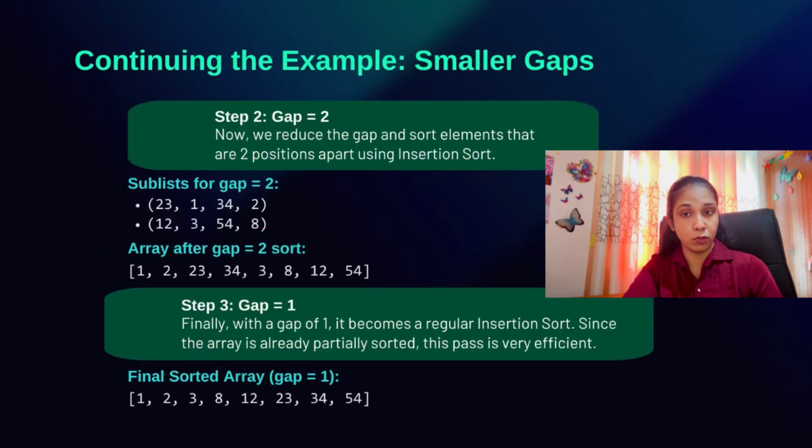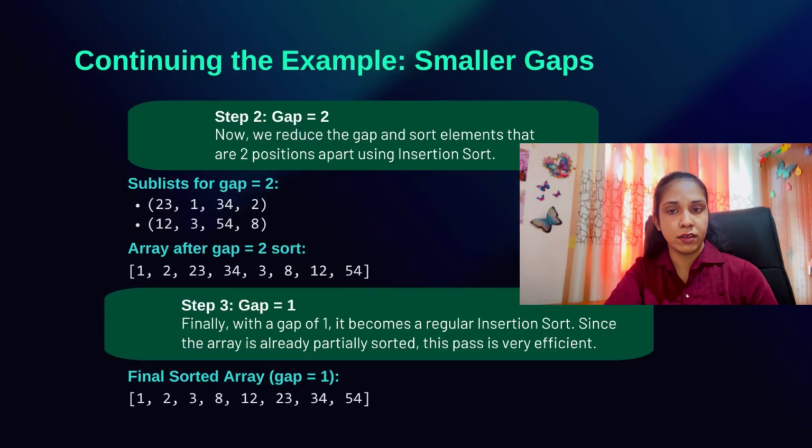Now the gap becomes 2. We sort these sublists: 23, 1, 34, 2. Then 12, 3, 54, 8. After sorting, we get 1, 2, 23, 34, 3, 8, 12, and 54. Now the gap becomes 1. And the final insertion sort gives 1, 2, 3, 8, 12, 23, 34 and 54.